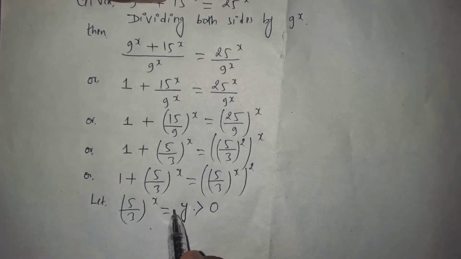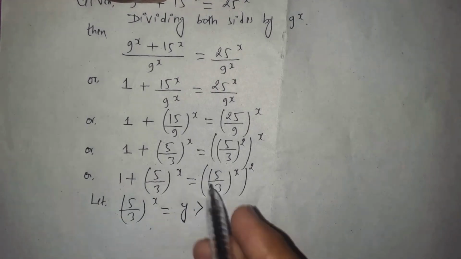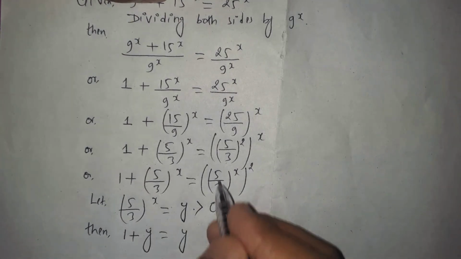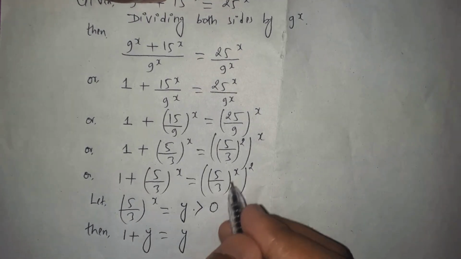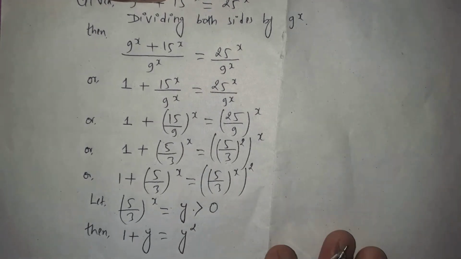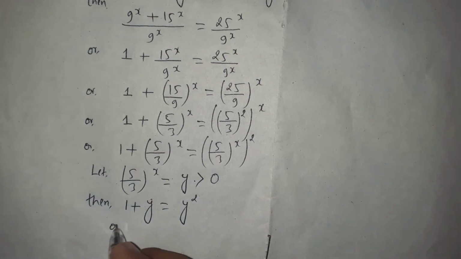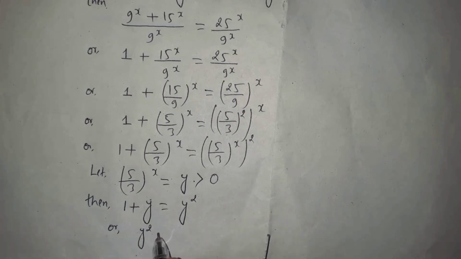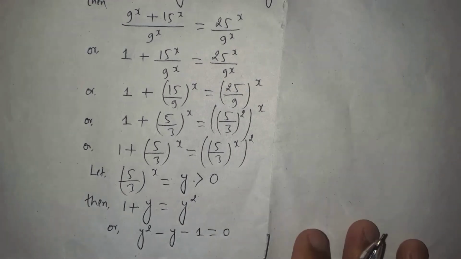Let's plug in the value of y in this equation. Then our equation in terms of y becomes 1 plus y equals, this is 5 over 3 raised to the power of x, which we supposed here as y, and this is y square. Let's rearrange the terms. This can be written as y square. Now transposing these terms to the right hand side, it becomes y square minus y minus 1 equals 0.